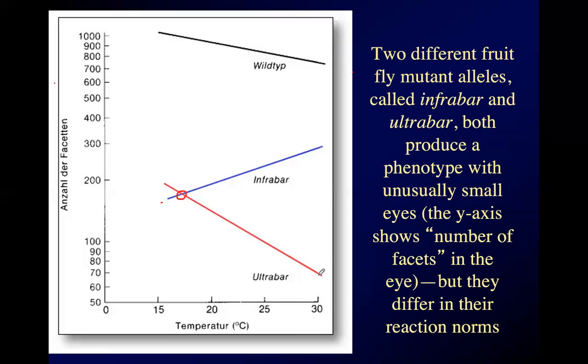So these are two different alleles. They're not so much different because they produce different phenotypes, because under some circumstances they produce identical phenotypes. What's different about them is that they create different reaction norms, right? They respond to the environment in different ways.